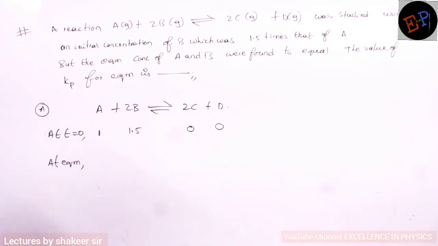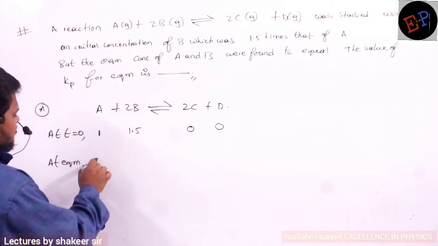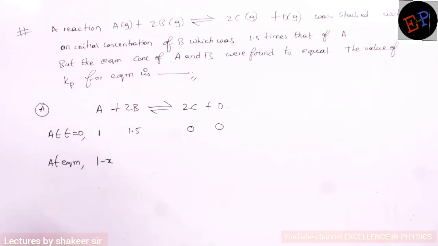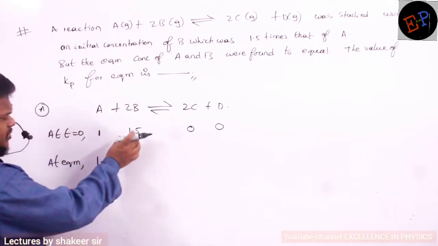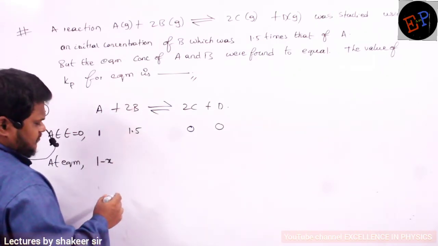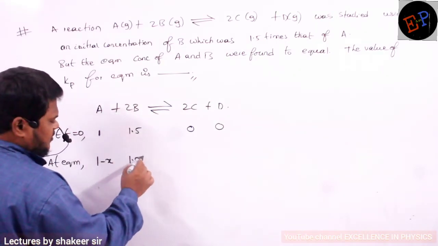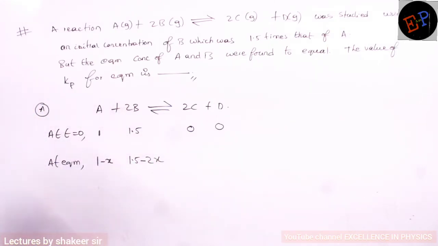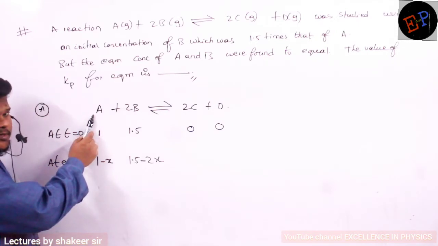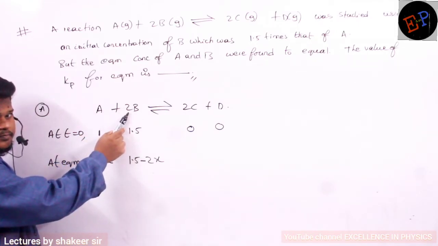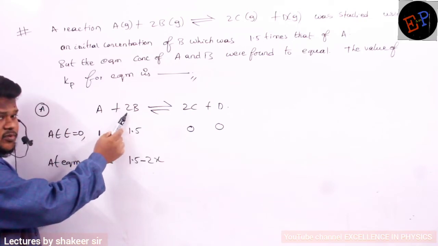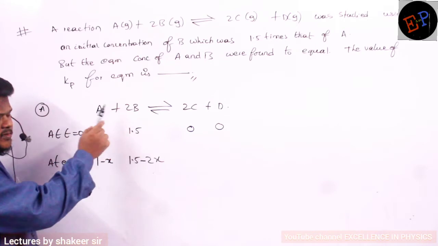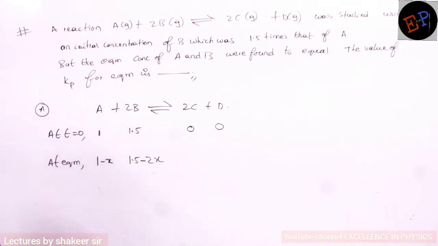So, at equilibrium, let us consider X moles of A has dissociated. Then how many moles of B would have dissociated? 1.5 minus 2X. 2X we have to write. Why 2X? Because 1 mole of A reacts with 2 moles of B. So if X moles of A will dissociate, 2X moles of B should dissociate. That is what should happen.